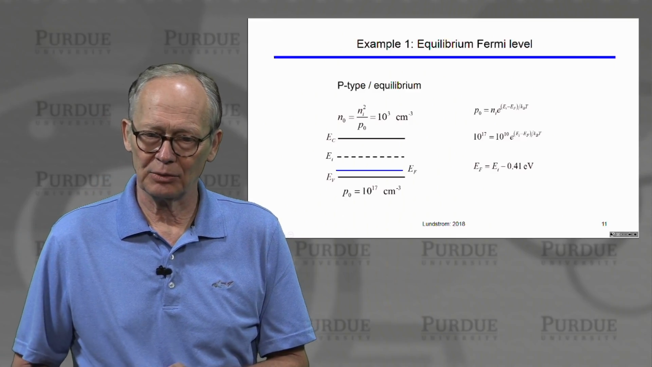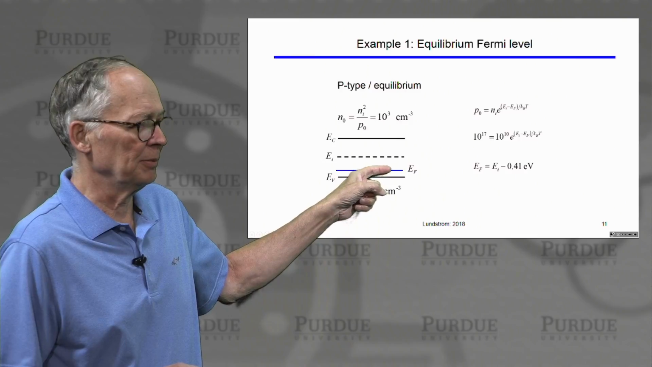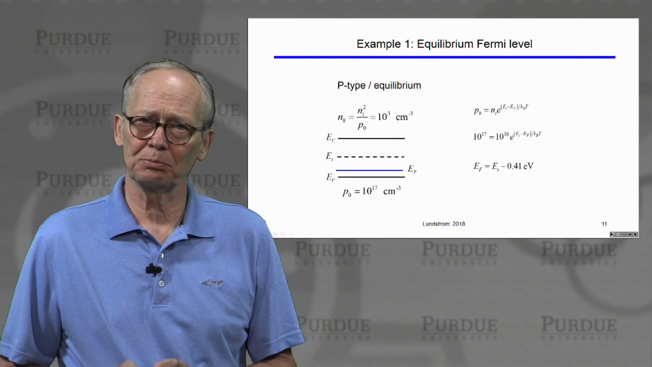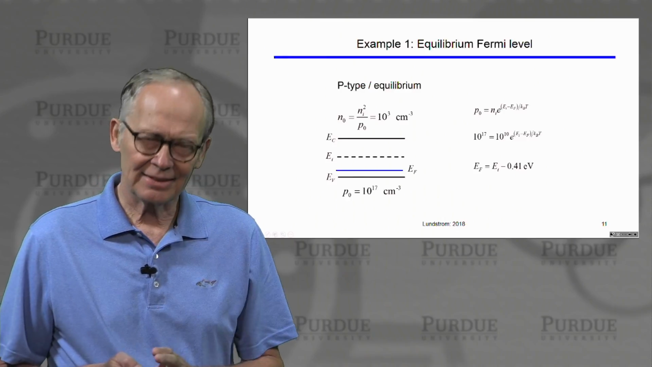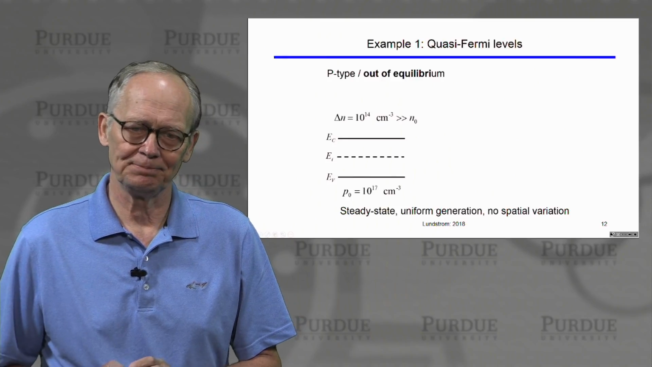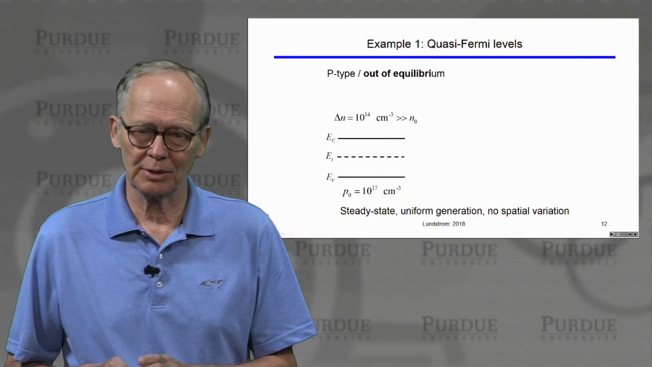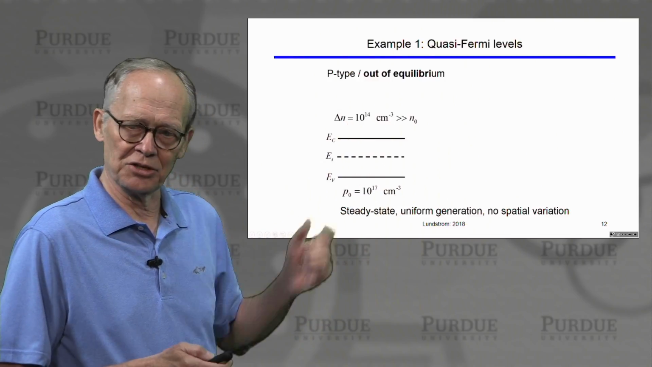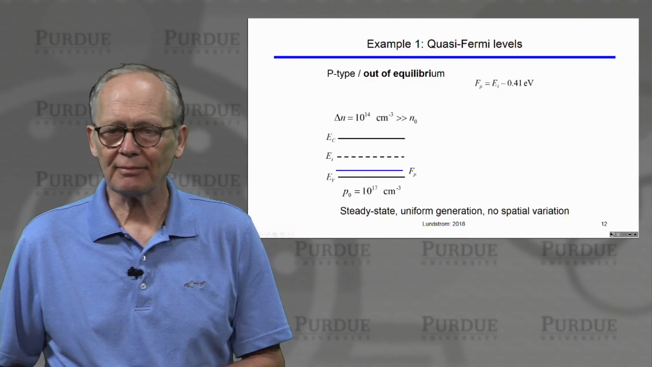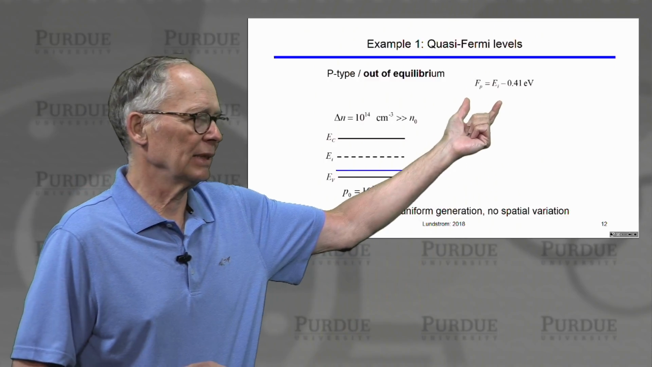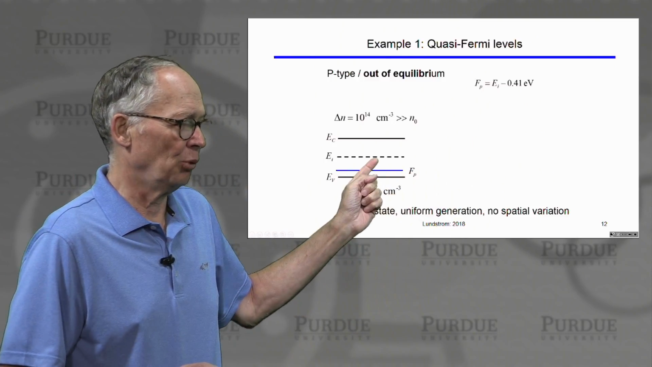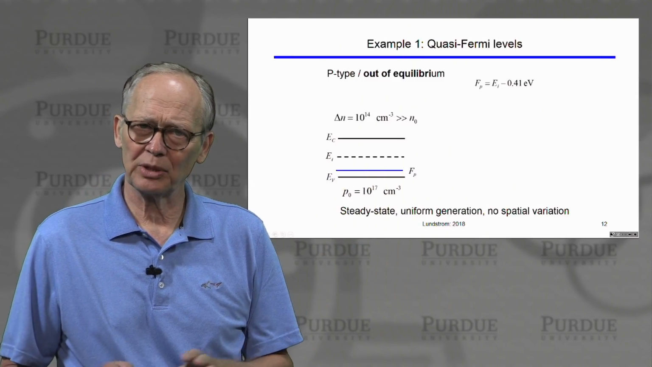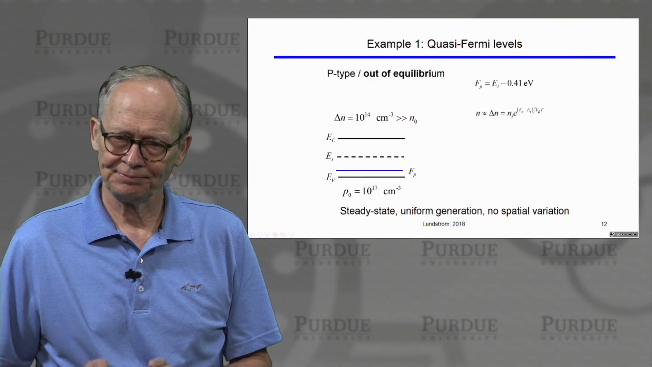We can solve that equation. We'll find that the equilibrium Fermi level is down here, 0.41 electron volts below the intrinsic level. That's the situation before we turn the light on. Okay, now out of equilibrium, nothing really changes for the holes, but a lot changes for the electrons. So our hole quasi-Fermi level is going to be 0.41 electron volts below the intrinsic level, just where the Fermi level was in equilibrium.